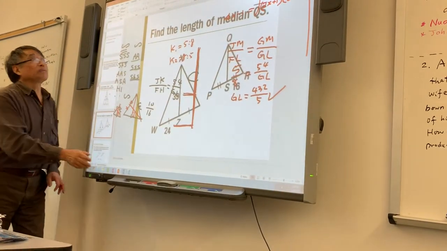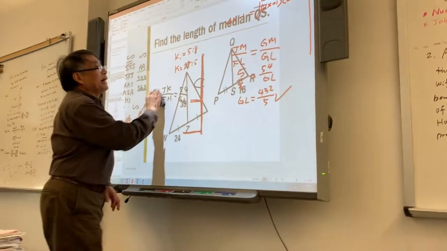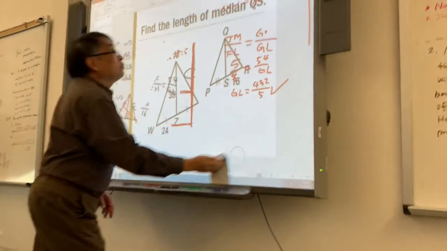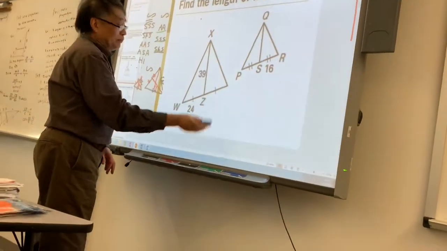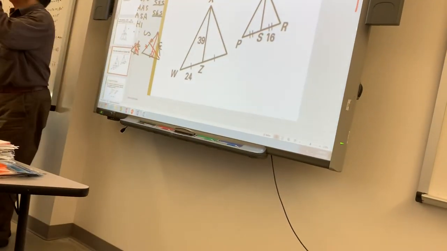Second question, two triangles are similar. Also, find the median QS. Who is a volunteer to tell me how to do it?